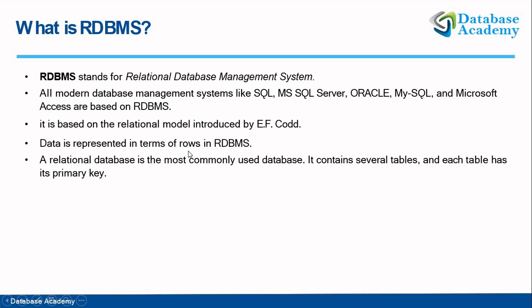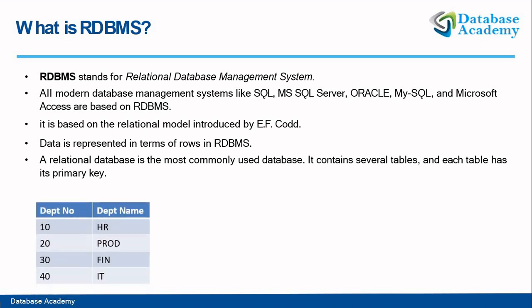Data is represented in terms of rows in RDBMS. So in RDBMS, all the data that we store in a table will be stored in the form of rows only. A relational database is the most commonly used database because all the most complicated and big applications are using these databases only. Okay, now let us understand how this is going to help us.